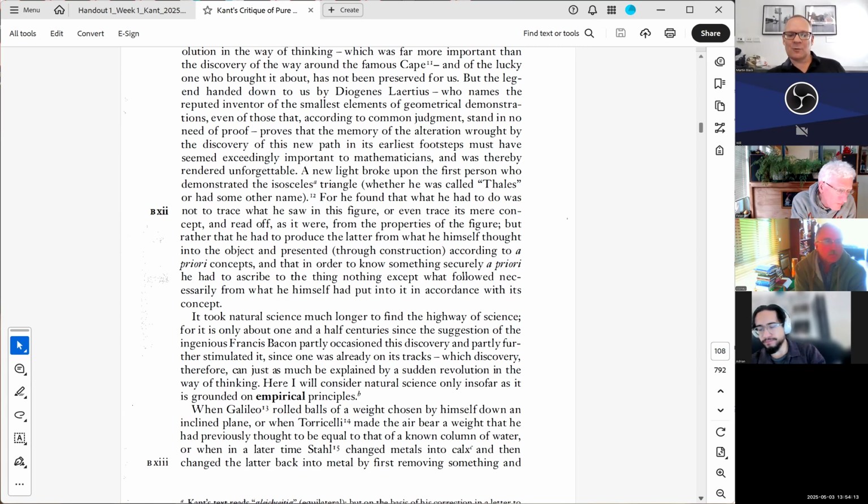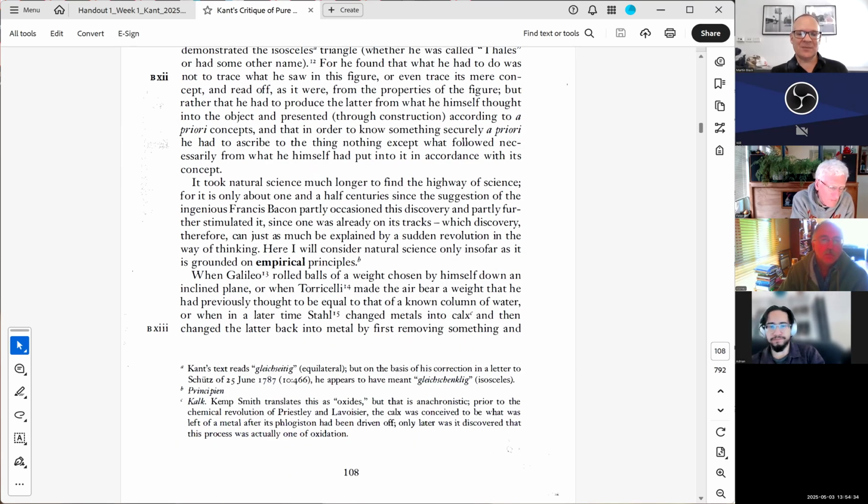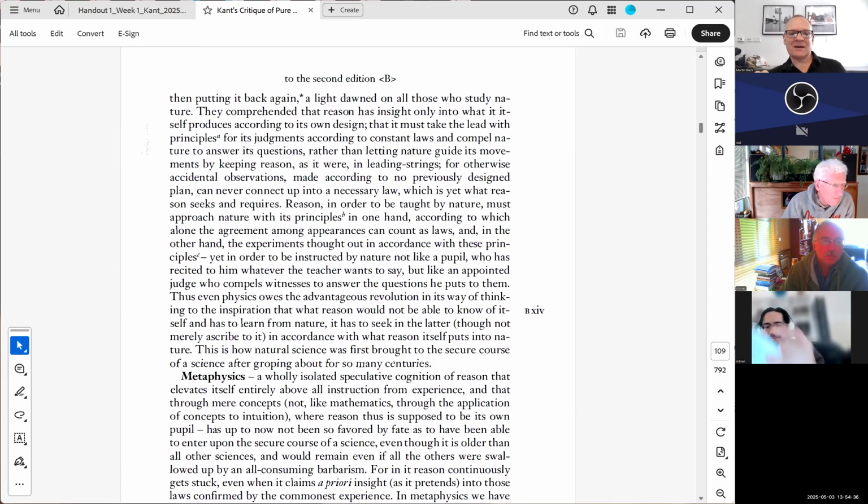So when Galileo rolled balls of a weight chosen by himself down an inclined plane, or when Torricelli made the air bear a weight that he had previously thought to be equal to that of a known column of water, or when in a later time Stahl changed metals into calx and then changed the latter back into metal by first removing something and then putting it back again, a light dawned. Second time he's used that phrase. The first was with the person who invented mathematics in Greece. A light dawned on all those who study nature.